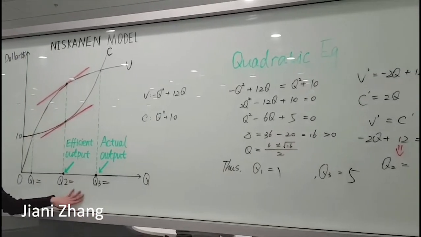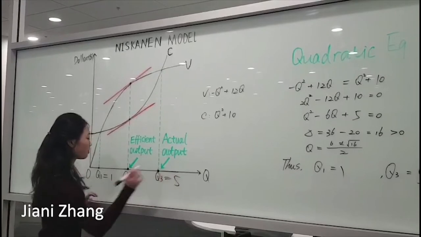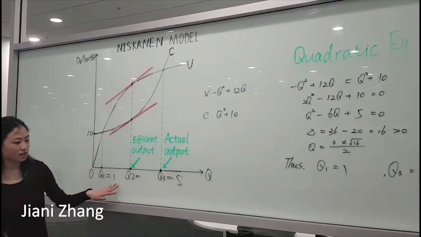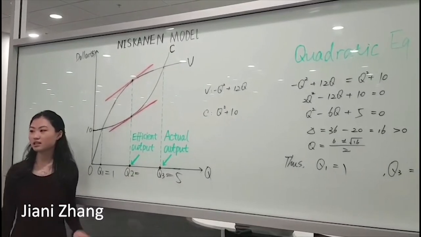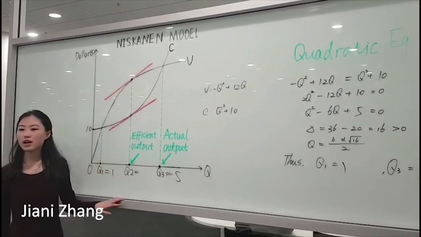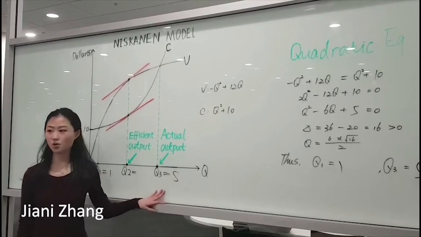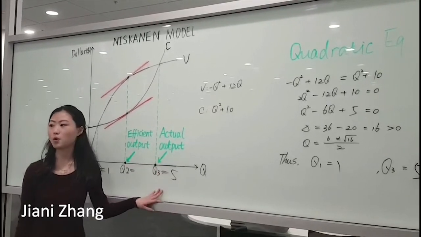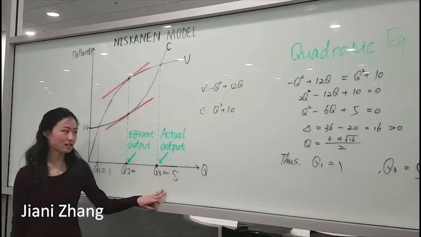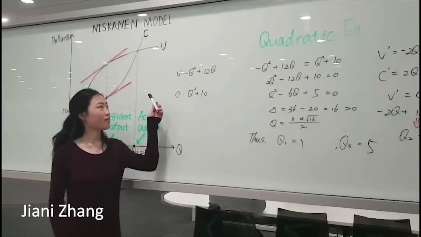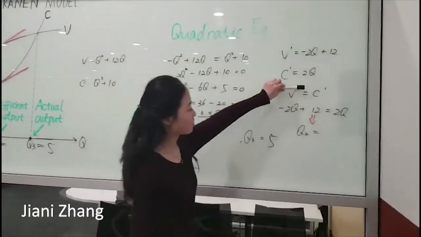Let's go back to the model. So we can see Q2 is between Q1 and Q3. According to this Niskanen model, we know that bureaucrats are expected to maximize the budget, so the actual output is smaller or equal to 5, because they don't want cost to exceed the revenue. Take the derivative of curve B and curve C, so there is the result.